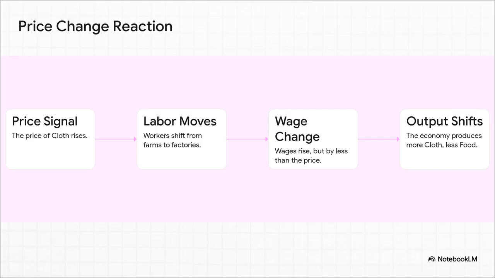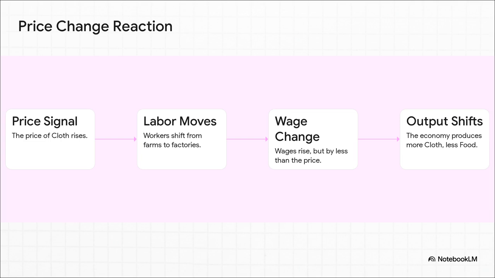So let's imagine our country starts trading and boom, it finds out it can sell cloth for 10% more on the world market. That price hike kicks off a chain reaction. First, the cloth factories see a chance to make more money, so they try to hire more people. Where do they get them? They have to pull them away from the farms. Now, to do that, they have to offer higher wages, so wages go up for everybody.